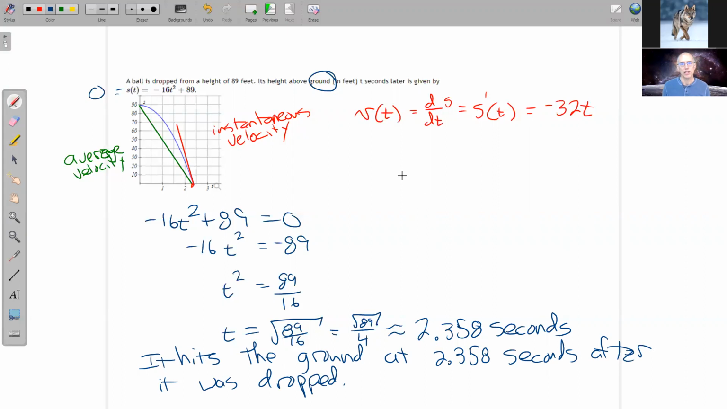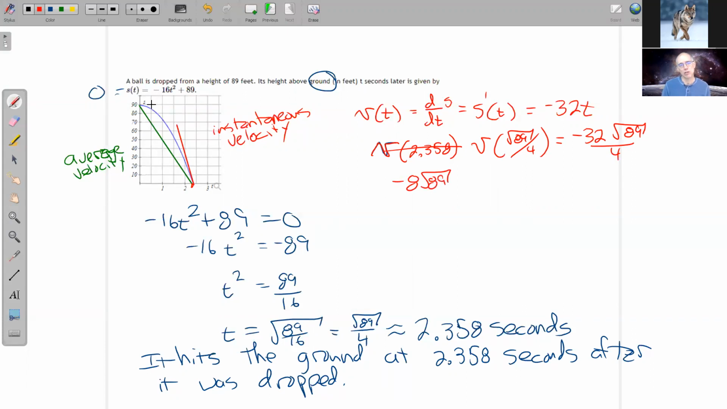Instantaneous velocity, we just want to know, hey, what is v, switch to red for instantaneous, what is v of 2.358? And really we should plug in the exact value, so v of the square root of 89 over 4, which is just negative 32 times that, so we don't need a calculator yet. So negative 32 times the square root of 89 over 4. 4 goes into 32 8 times, so it's negative 8 times the square root of 89.